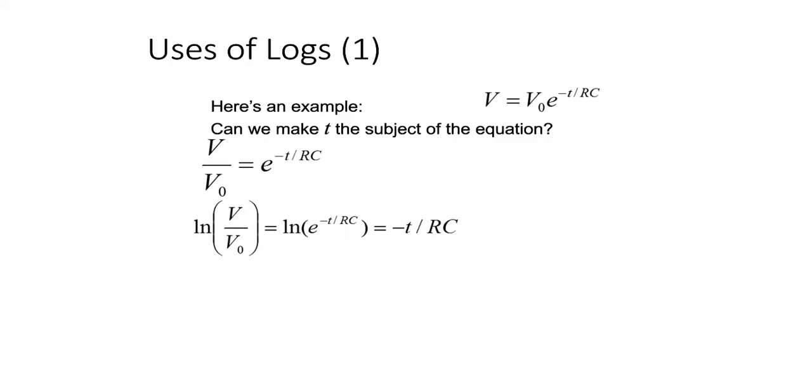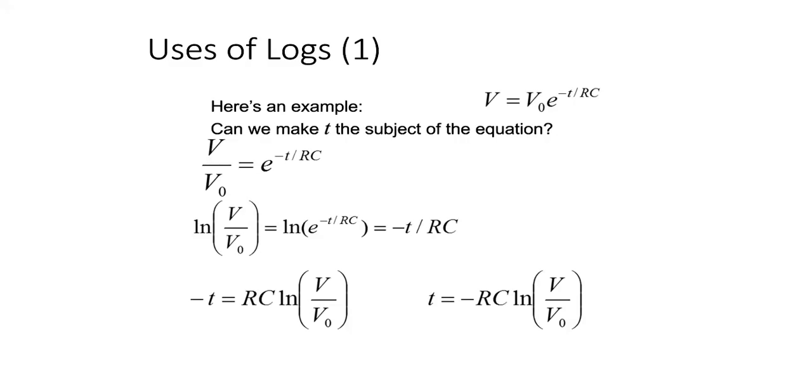And then we're using one of our rules that says the log of e to the anything is just equal to the thing itself. Now, I haven't quite got t by itself there. I've got to multiply both sides by rc first of all. And then to finish it off, I'm going to multiply both sides by minus 1. And I'll get t is equal to minus rc times log of v over v0. So that's one way of rearranging that equation to make t the subject. And then if you know what v is at any time, and you know what v0 and rc are, you can work out how long it takes for the capacitor to fall to a particular value.